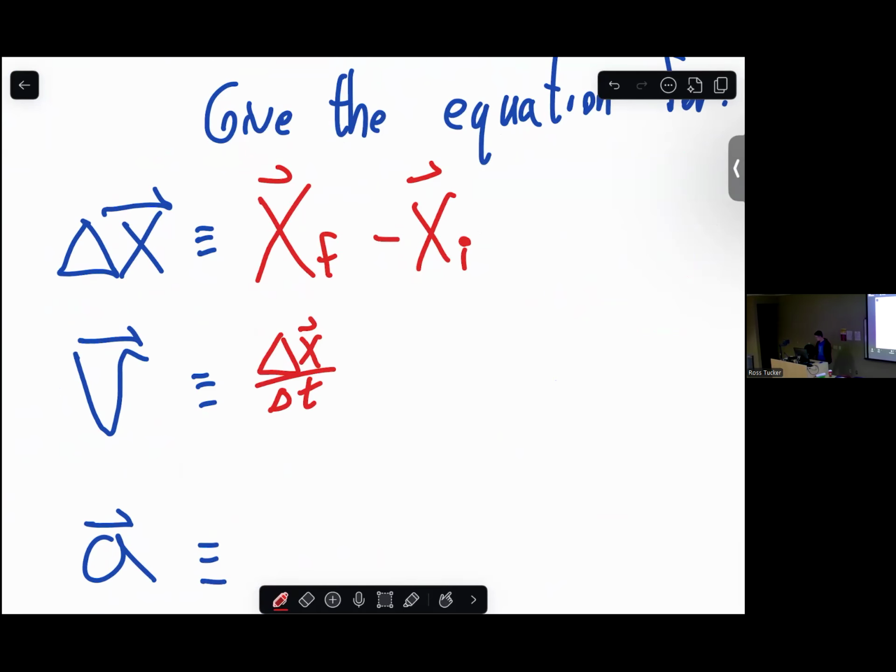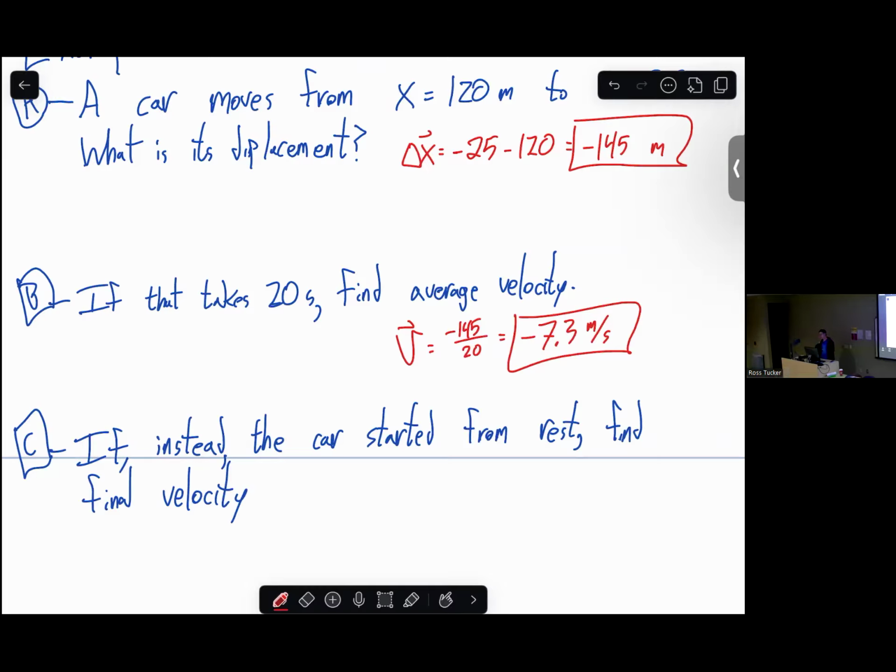Negative 7.25, negative 7.3 meters per second. Negative. Going leftward. Leftward velocity, leftward displacement, negative. Okay, now I was imagining if you're moving steadily at 7.3 meters per second leftward, you get negative 145 meters displacement. What if you're starting from rest?